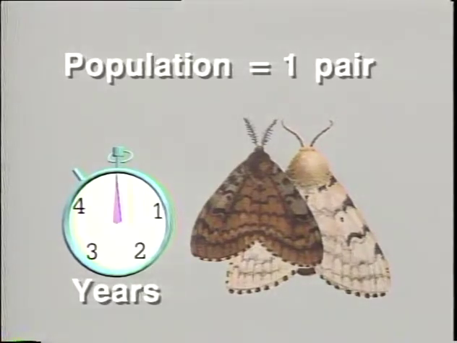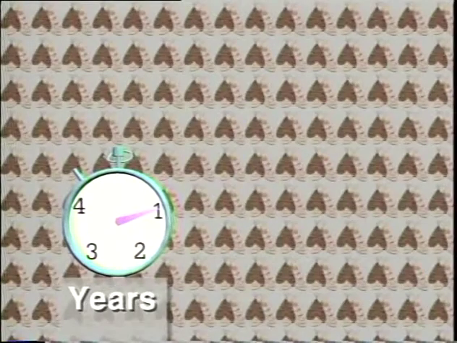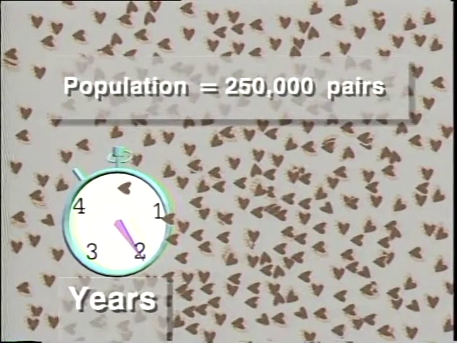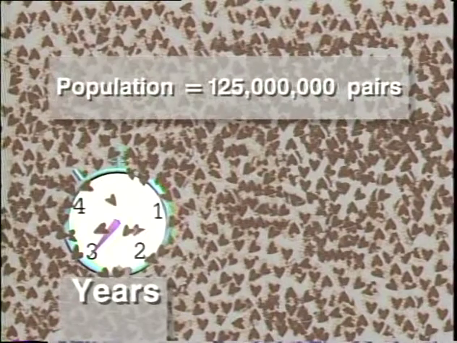If the female lays 1,000 eggs, that means a pair of moths can produce up to 500 new pairs every year. Each of these 500 pairs will, in turn, produce another 500 pairs, which is the same as saying that we multiply 500 by 500 to get the population in the second year. Multiplying again by 500 gives the population in the third year, and so on.